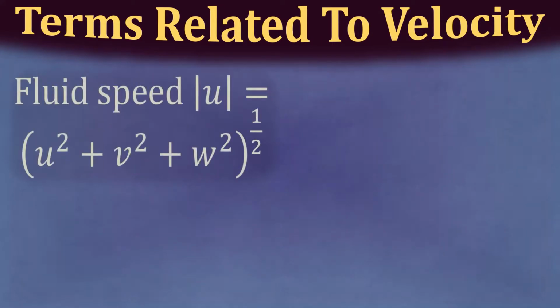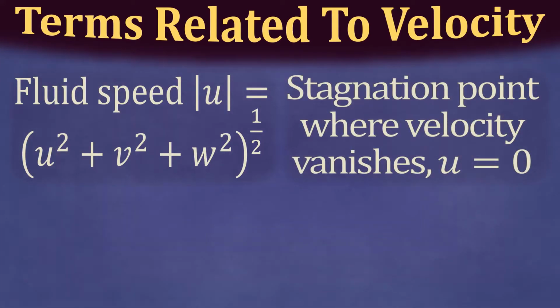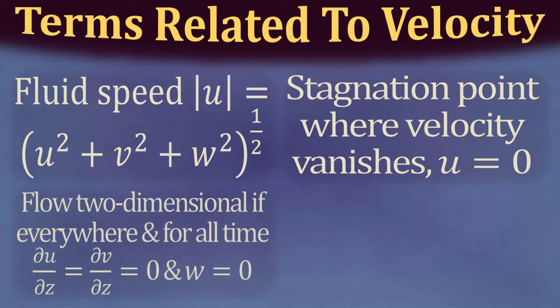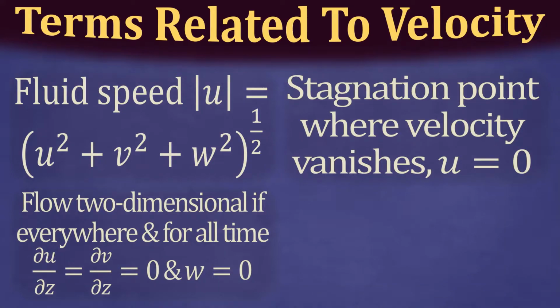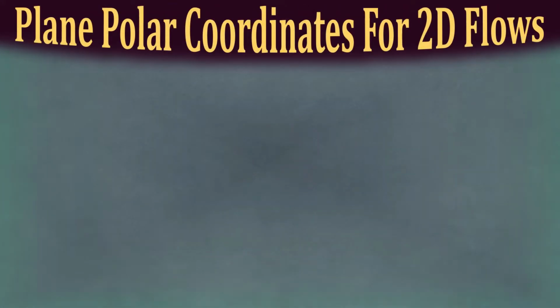The flow speed is given by the modulus of u is equal to u squared plus v squared plus w squared, square rooted. A stagnation point is a point where the velocity vanishes, i.e. u is equal to the zero vector. A flow is two-dimensional if everywhere and for all time, the partial derivative of u with respect to z is equal to the partial derivative of v with respect to z, which is equal to 0, and w is equal to 0.